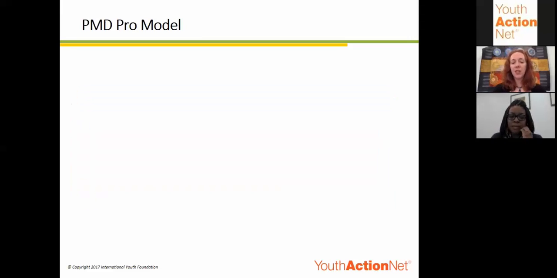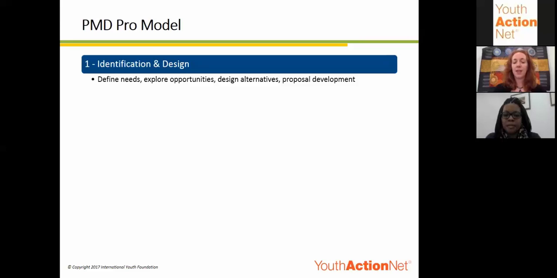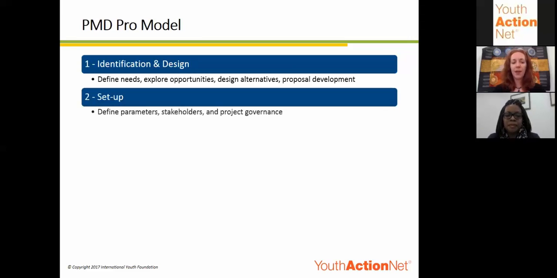So in identification and design, this is where you're defining the needs, exploring opportunities, and designing alternatives for what your project might look like. If you were applying for funding to a donor, this is where you'd be working on your proposal development. The next phase is setup, and this is where you're actually defining your parameters, identifying your stakeholders, and establishing how you're going to govern the project throughout the life of it. Now, this is actually a really important phase, but unfortunately, a lot of people and organizations tend to skip over it and go right into implementation after they get the funding for a project.